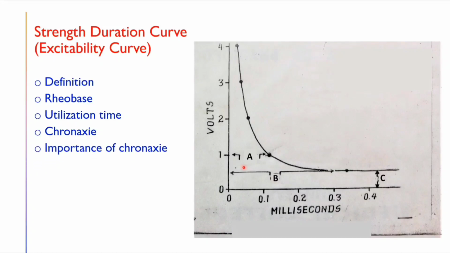What is the importance of Chronaxie? By knowing Chronaxie, we can know the excitability of any tissue. So Chronaxie is a parameter of excitability. For example, if the tissue is less excitable, the Chronaxie will be more. If the tissue is more excitable, the Chronaxie will be less. So Chronaxie and excitability are inversely proportional. More excitability means less Chronaxie, and more Chronaxie means less excitability. So both are opposite. Okay.